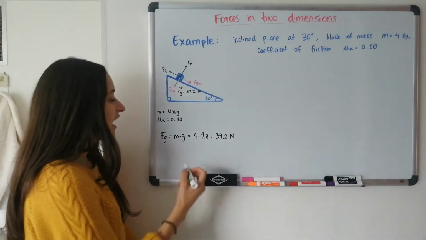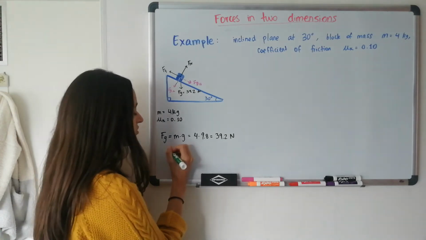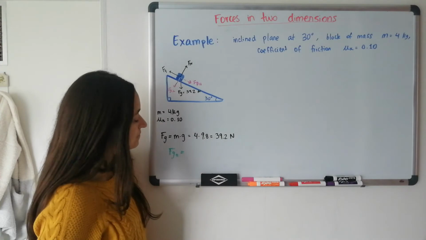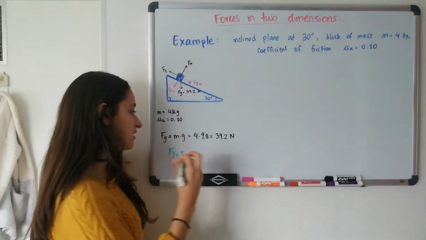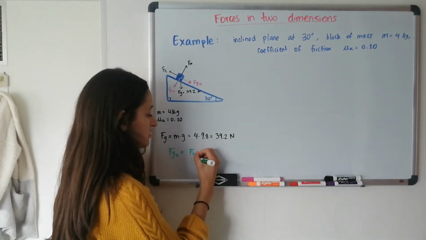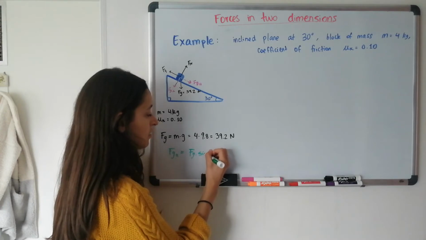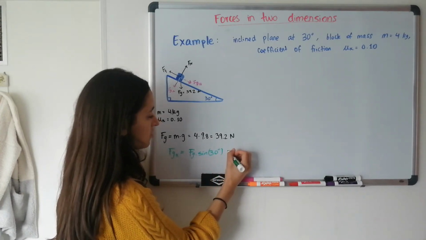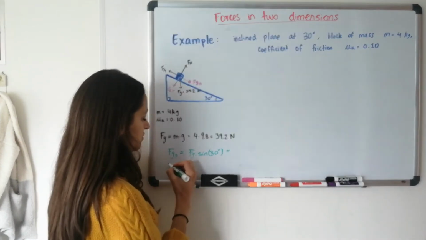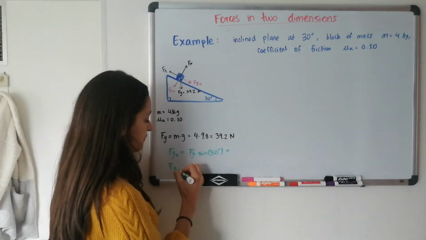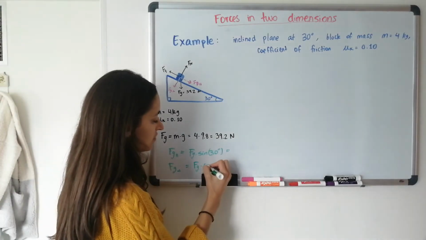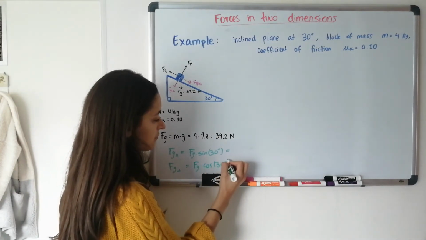So what we're going to have is that the parallel component of the weight is the weight times sine of the angle, which is 30 degrees. I hope you can see this color. And the perpendicular one is going to be the weight times the cosine of 30 degrees.